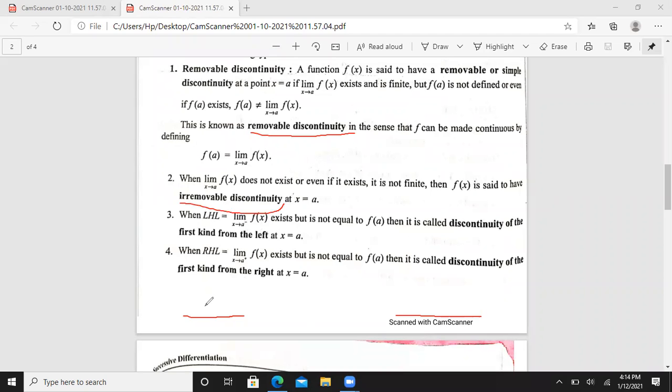Next, discontinuity of the first kind from the left. LHL means left hand limit. When the left hand limit, limit of x tends to a minus f of x, exists but is not equal to f of a, then it is called a discontinuity of the first kind from the left at x equal to a. When the right hand limit, limit of x tends to a plus f of x, exists but is not equal to f of a, then it is called a discontinuity of the first kind from the right at x equal to a.